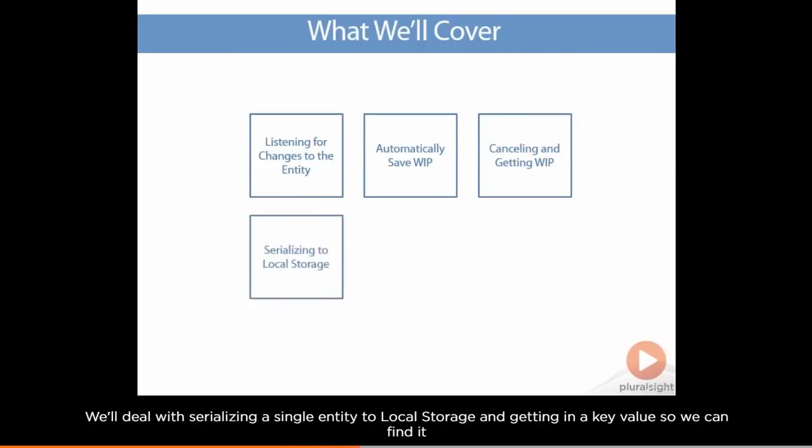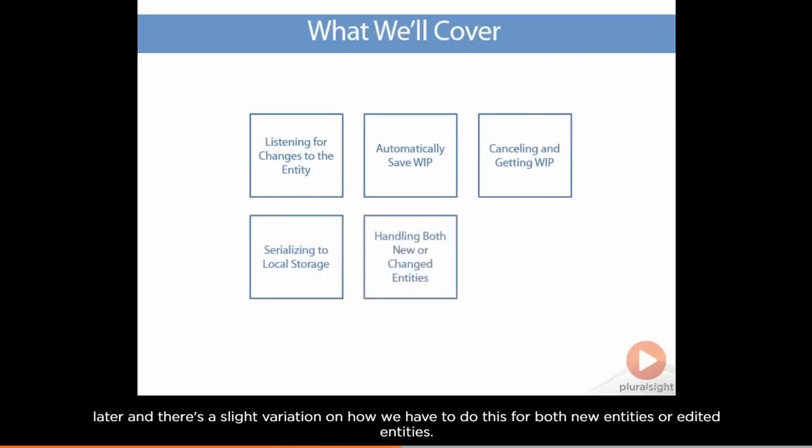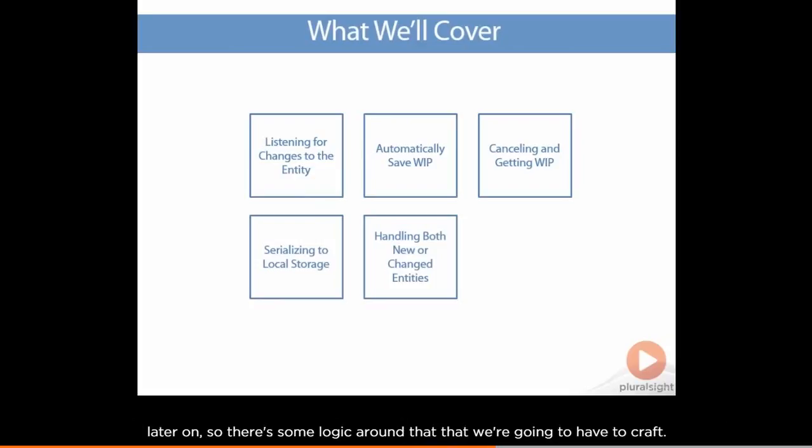We'll deal with serializing a single entity to local storage and giving it a key value so we can find it later. And there's a slight variation on how we have to do this for both new entities or edited entities. For example, an edited entity is a little bit easier because we already have an ID for that entity. But for new entities, we don't have an ID, so we have to have a way of saving it and then knowing which one to go get later on. So there's some logic around that we're going to have to craft.